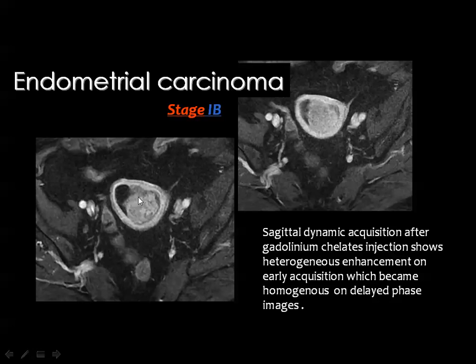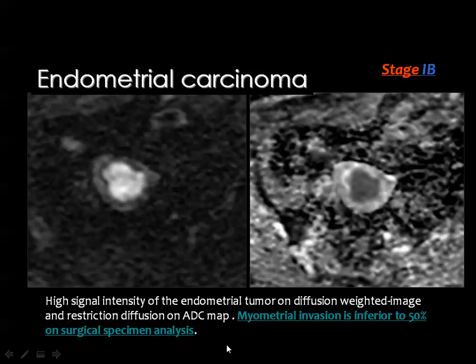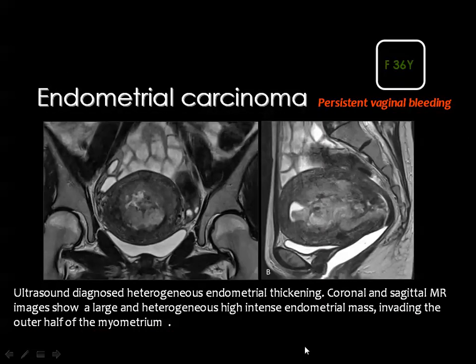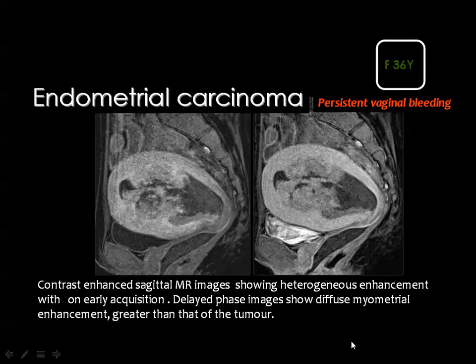And in this lesion, you may say that this is stage 1A because less than half of the myometrium has been involved. This is the diffusion weighted image and the ADC map, and you can see that most of the thickness of the myometrium has been infiltrated. And this is the classic appearance of uterine endometrial cancer invading the myometrium.